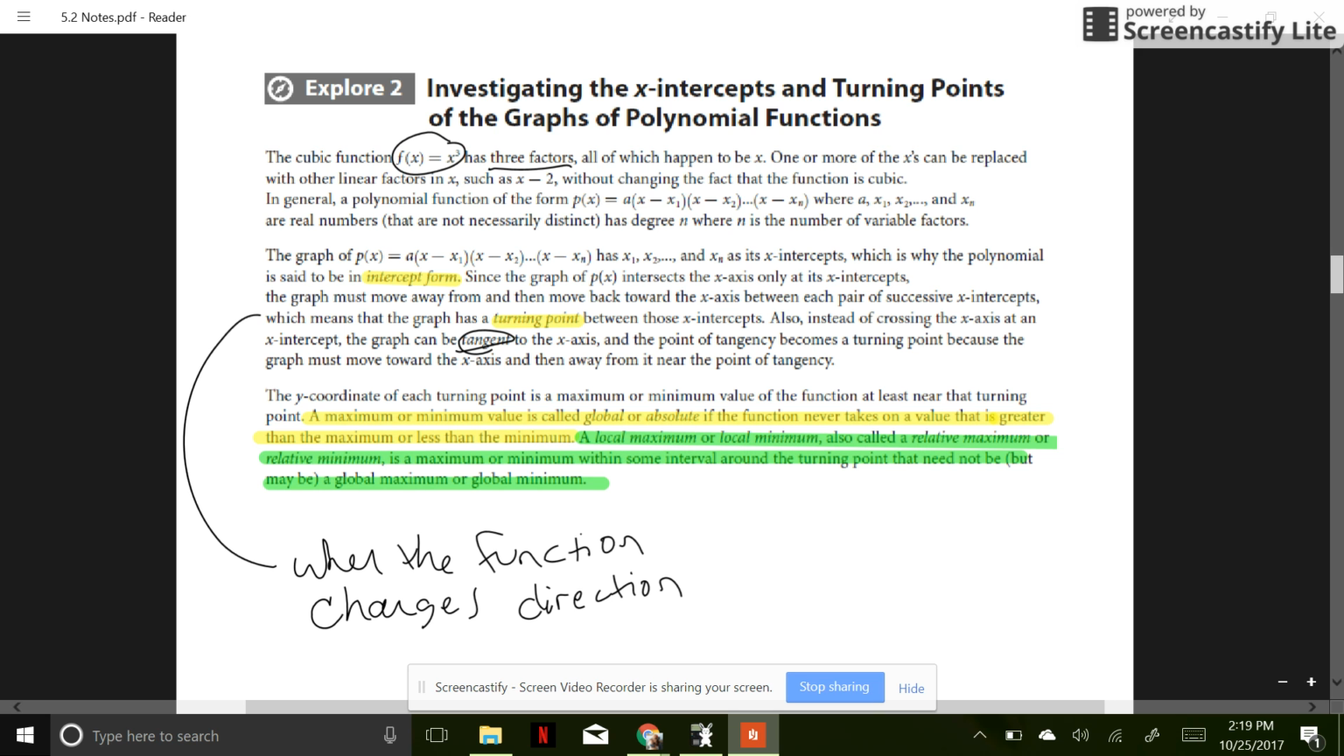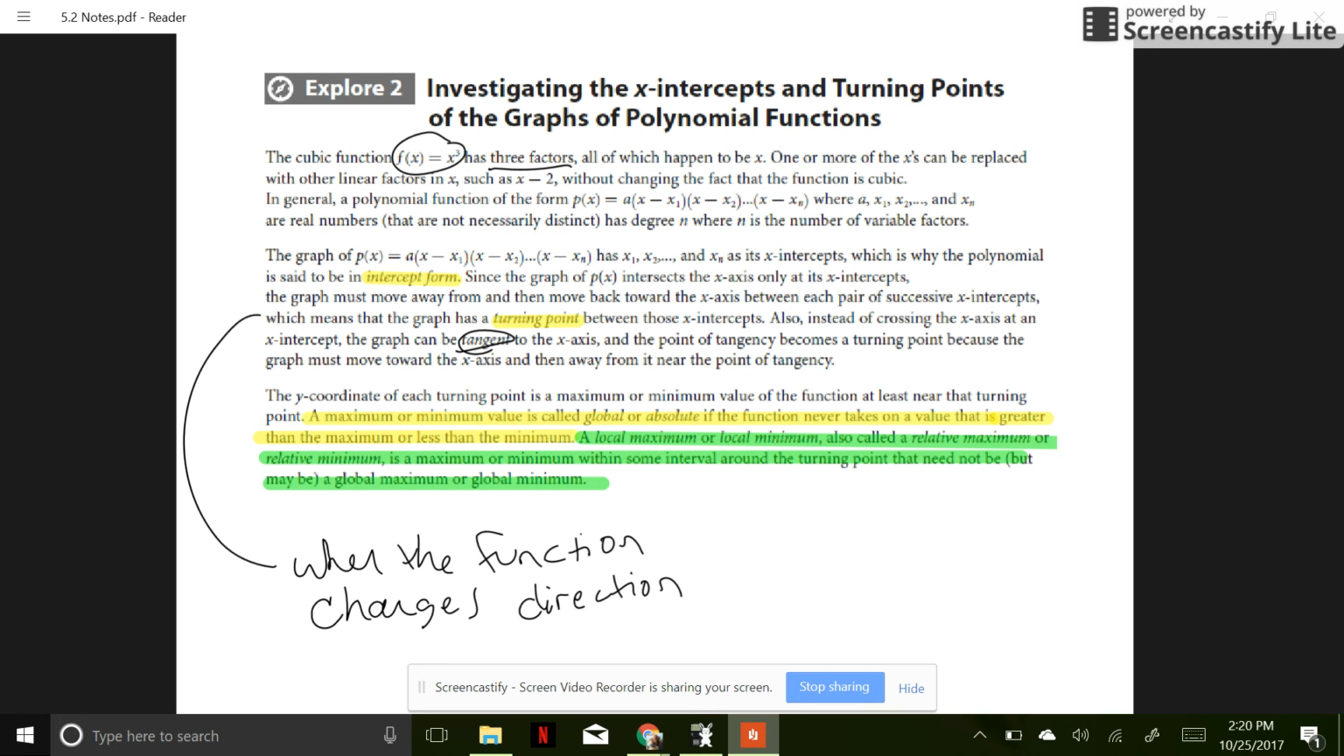So this page has a lot of important information, so make sure you're paying attention. The cubic function f of x equals x cubed has 3 factors. It has the same amount of factors as its power. So since it's x cubed, it has 3 factors. In this case, all of them happen to be x.